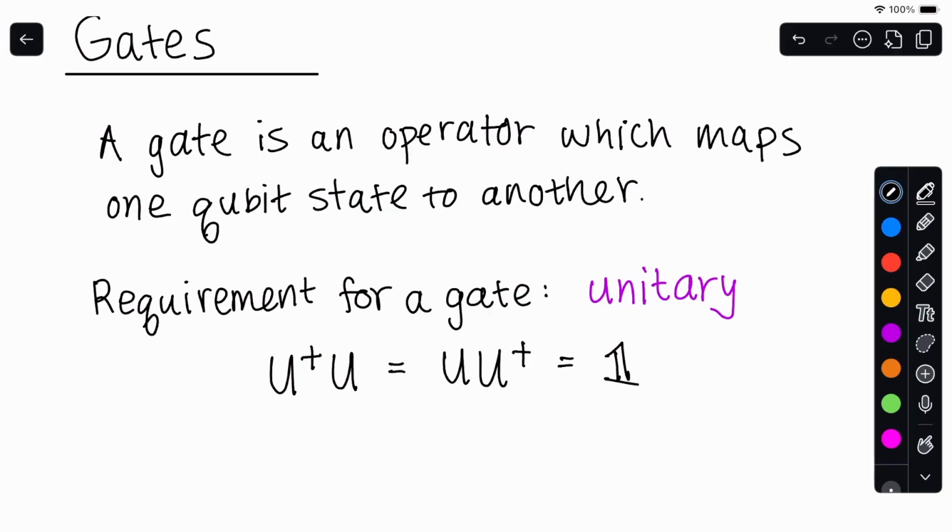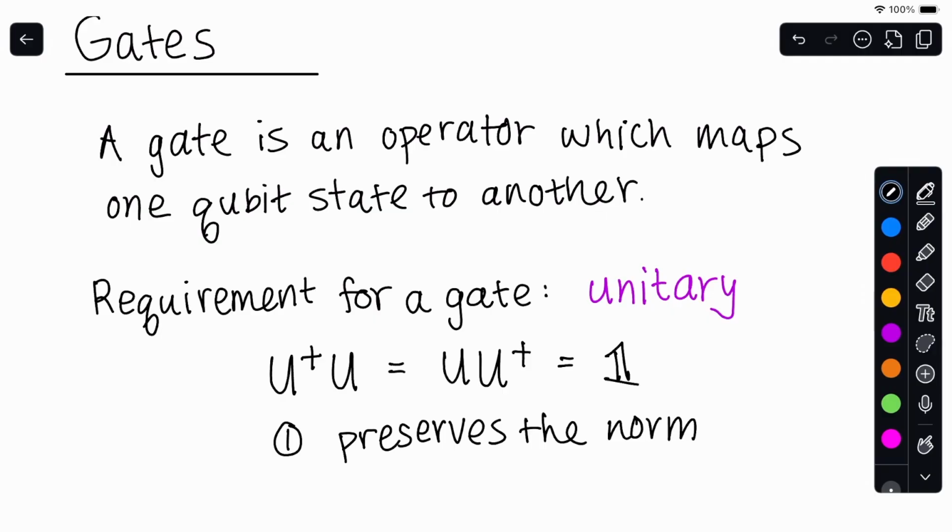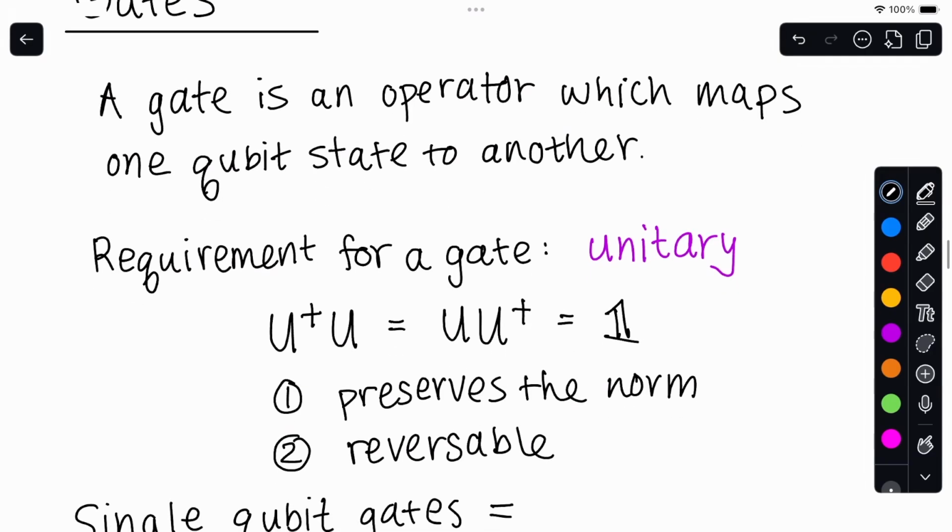And there's kind of 2 reasons for that. One is that it preserves the norm of a quantum state. So if you're using a gate to map us from one qubit state to another, it better preserve the normalization condition. And 2, we need all of our quantum gates to be reversible. And so U dagger is just the reverse of U. And so if you apply U and then U dagger and you go back to where you started, then that's good. That means it's reversible.